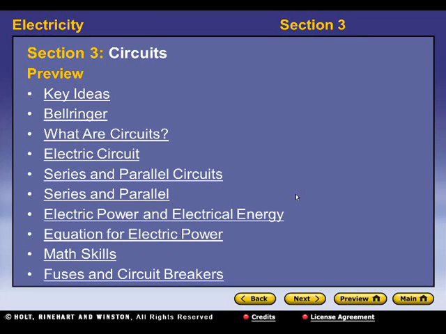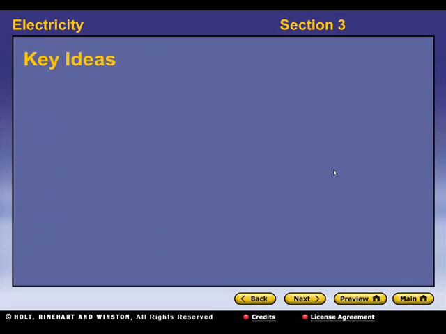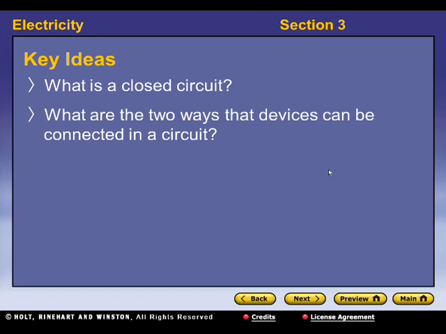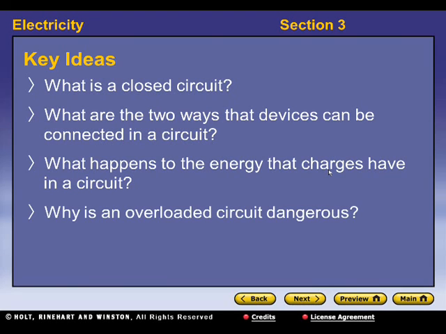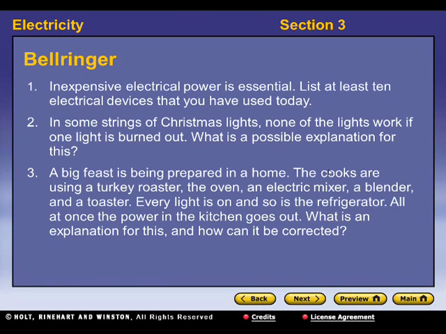Okay, welcome to chapter 17, section 3. Let's jump right into key ideas here. In talking about circuits, we want to talk about what's a closed circuit. What are the two ways that devices can be connected in a circuit? What happens to the energy that charges have in a circuit? Why is an overloaded circuit dangerous?